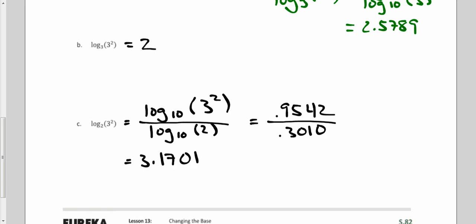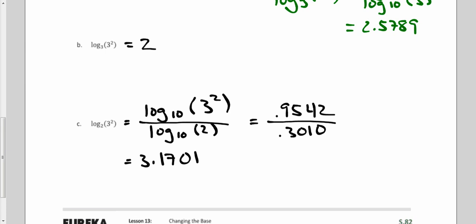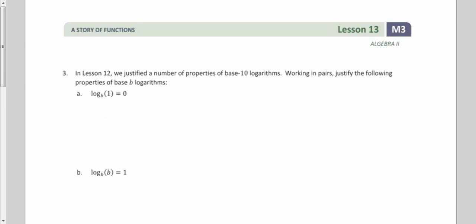So what that's telling me is 2 to the 3.1701 power should get me 3 squared. Let's try it. 2 to the answer power, enter, and I get something real close to 9, which is another way of writing 3 squared. So there you go. We've used the change of base formula. All right.